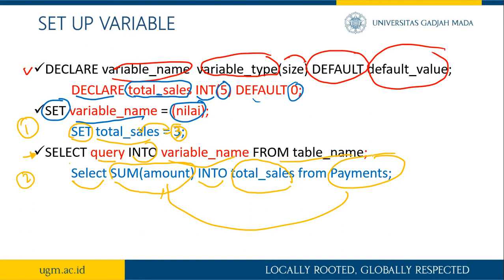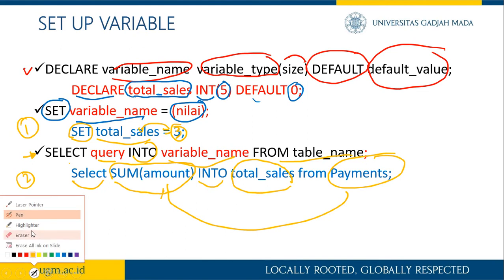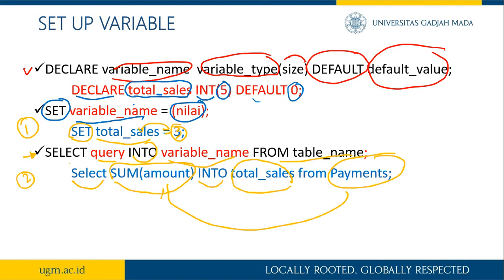Okay, so that's the approach. An additional thing about variables is that this default variable, like total sales, can be used inside procedures as well as functions. So it can be used inside a procedure: create procedure, begin, and then you can declare the variable, and end. You can declare and set up the variable here, as well as in a function or trigger.